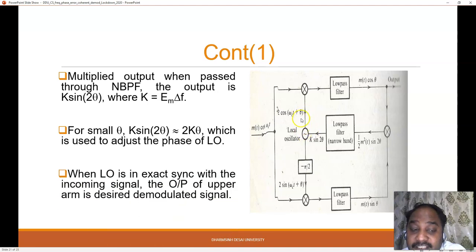Now this local oscillator will adjust the phase, and once we get theta equal to 0, when the local oscillator is in exact sync with the incoming signal, then the output of this lower arm will be 0, because m of t sine 0 is going to be 0 here. And this is m of t cos 0, which is going to be 1. So the upper arm output is nothing but your desired demodulated signal, and this will be locked. So this is some form of phase lock loop type. Fine. So this Costas loop, which is prepared for DSB-SC, removes the effect of the phase error. In this case, frequency error cannot be removed.